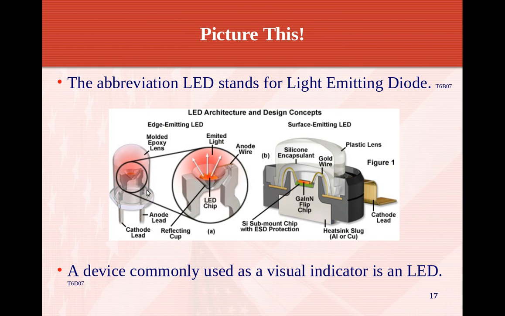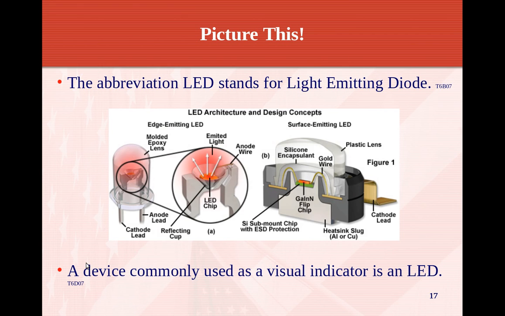Okay, the abbreviation LED stands for light emitting diode. So inside there's a little LED chip, and it's encapsulated. This one happens to be a red. It's gallium arsenide, and there's a heatsink inside. It's either aluminum or copper, and these are very, very efficient.